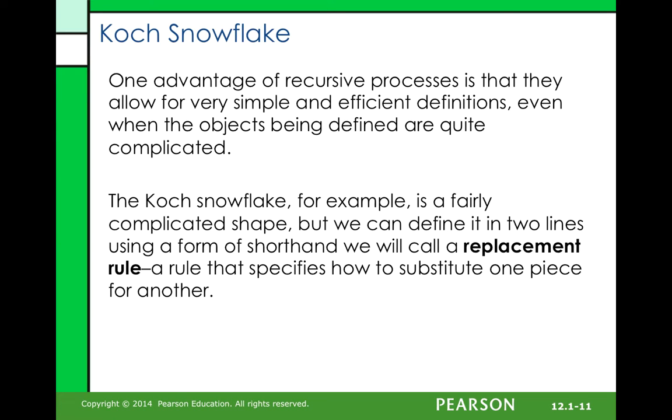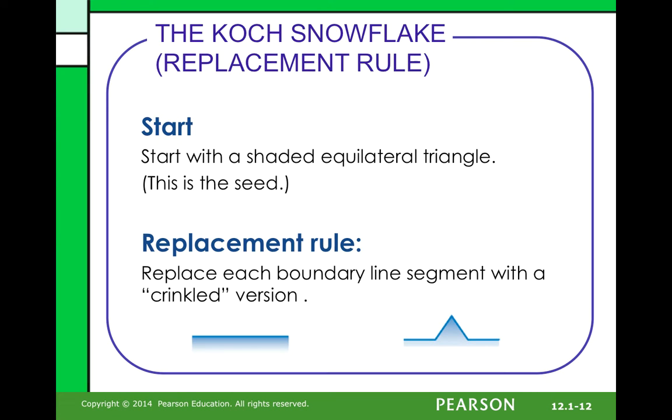One advantage of recursive processes is that they allow for very simple and efficient definitions, even when the objects being defined are quite complicated. So this snowflake is pretty complicated, but we can define it in 2 lines. Oh yeah, 2 lines of text. Using a form of shorthand we will call a replacement rule, a rule that specifies how to substitute one piece for another. And this is the only rule.